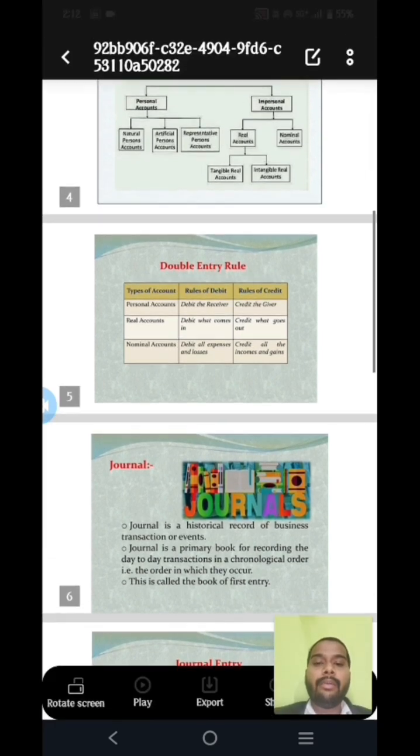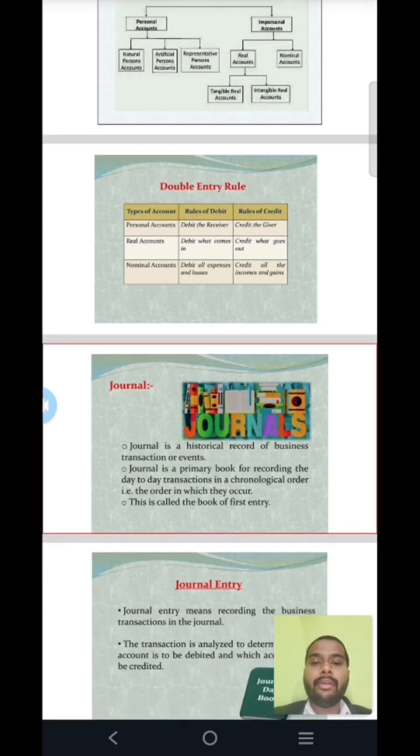The journal entry rules for double entry. For personal accounts, the rule is debit the receiver and credit the giver. For real accounts, the rule is debit what comes in, credit what goes out. And for nominal accounts, debit all expenses and losses, and credit all incomes and gains.